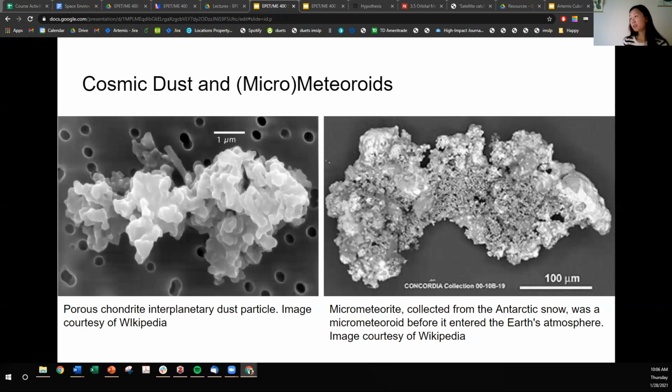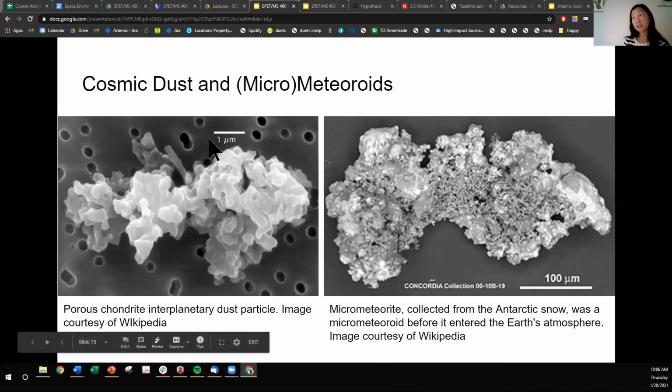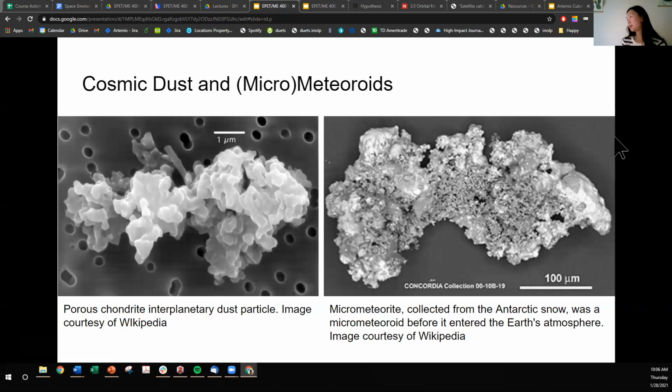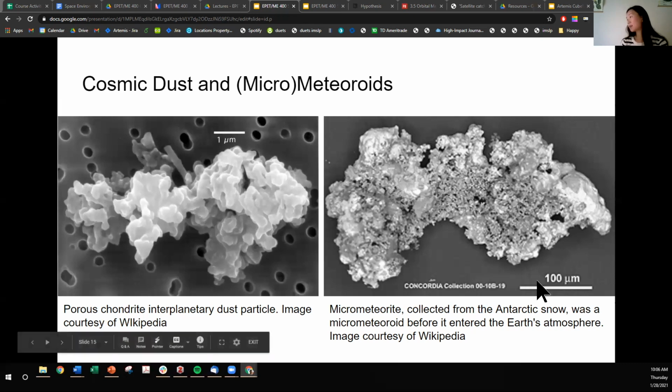So I have pictures of the different types of particles. We have this cosmic dust where the scale is 1 micrometer, and then this meteoroid. Oh, actually it's a micrometeorite because we collected it in the Antarctic, has a scale of 100 micrometers.